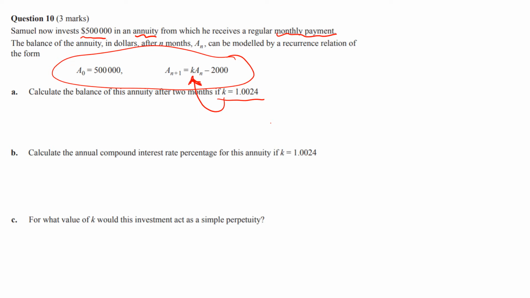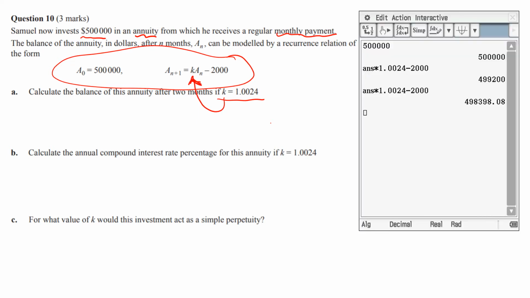Okay, so it looks like you just get your calculator out and do your standard practice. You put in your 500,000, then you put in your relationship and press enter, enter. It says calculate the balance of the annuity. It doesn't say to any particular level, so it's going to be 498,398.08. And it didn't ask you to round, so don't round. Apparently some people rounded to the nearest dollar when it didn't ask you to. So don't, if it didn't ask you to.